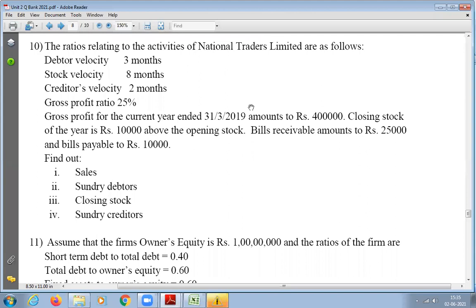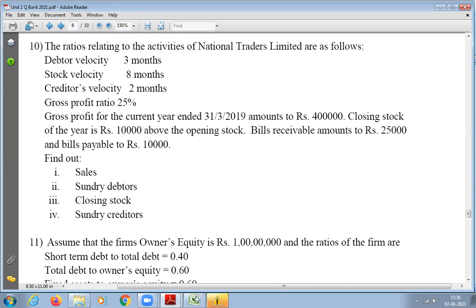Okay, it's a very simple problem. So first one is sales. So how will you calculate sales? So from the gross profit ratio. So gross profit ratio, how will you calculate? Gross profit ratio is equal to gross profit divided by sales. So gross profit is given and ratio is also given. So we can find the amount of sales.